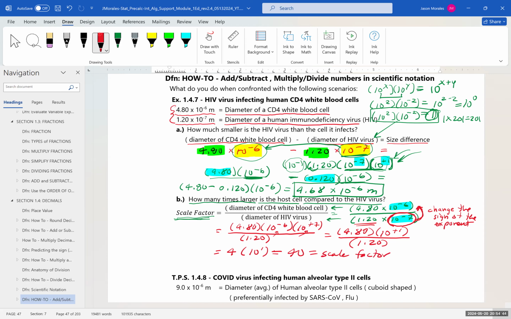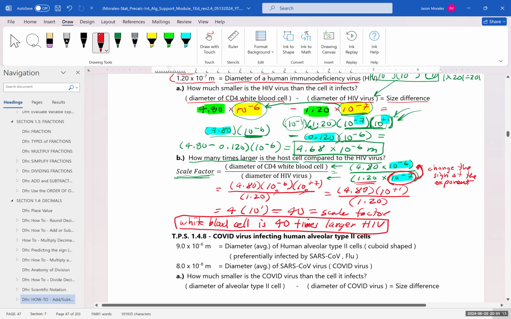That means that the white blood cell is 40 times larger than the HIV virus. Okay. So, that's how we deal with adding and subtracting, multiplying and dividing in scientific notation.